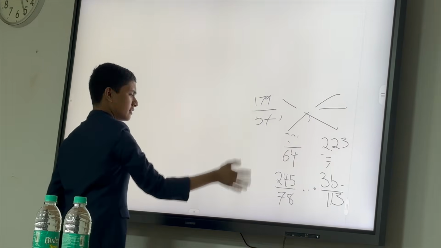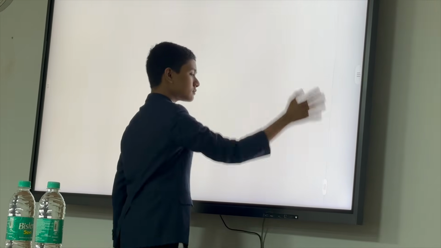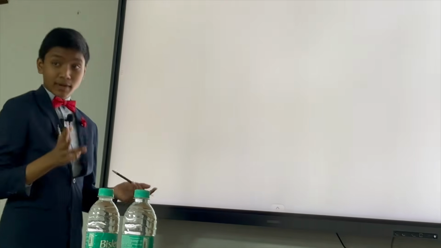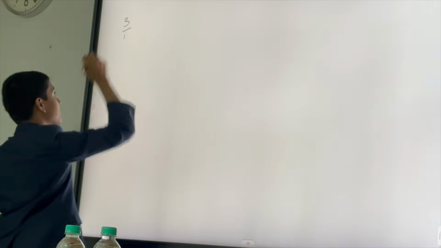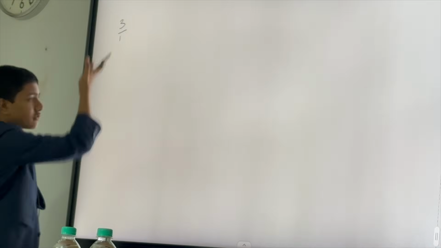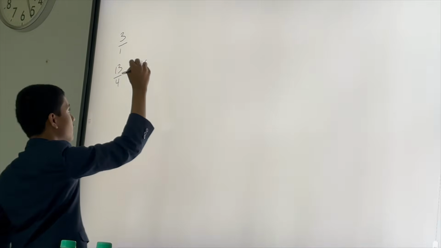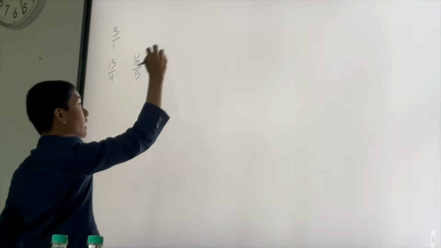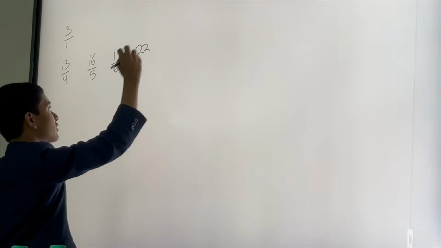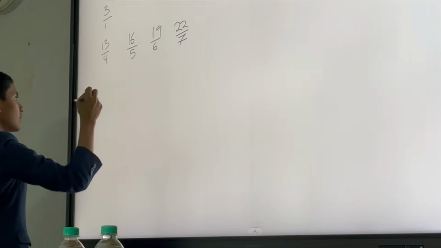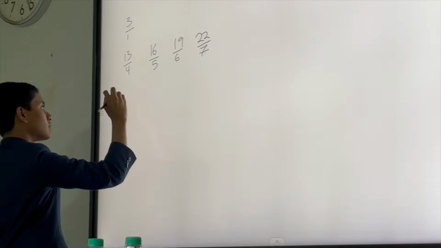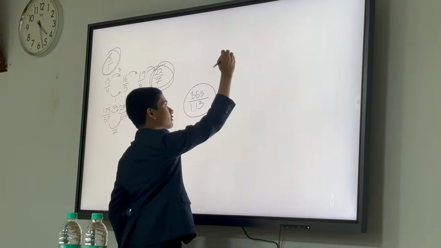You might notice something even stranger. Let's say we break this up into chunks, which are split by those abnormal jumps. So the first chunk is just 3 over 1. The second is 13 over 4, 16 over 5, 19 over 6, and 22 over 7. And the third chunk is 179 over 57.